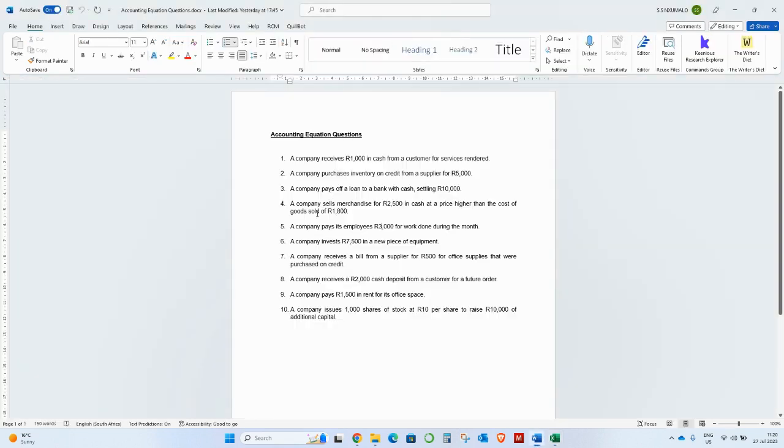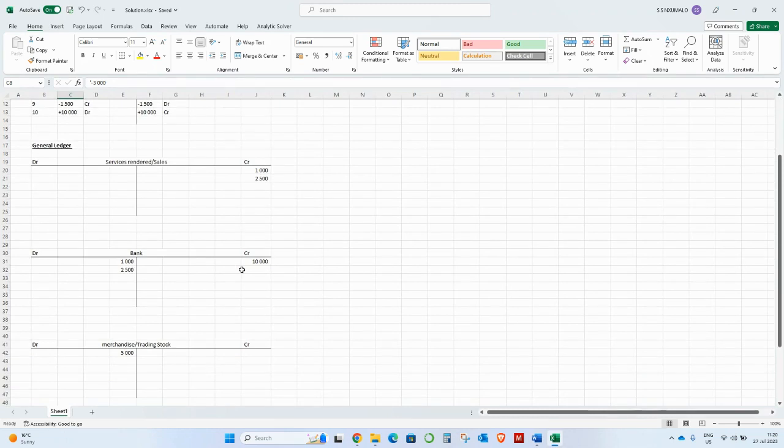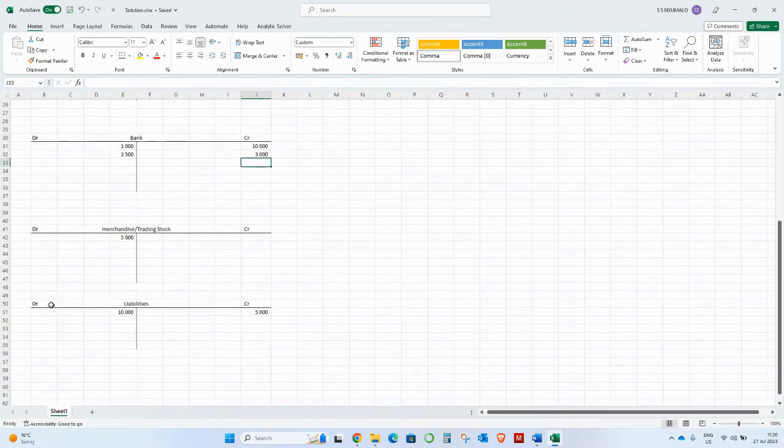Let's look at the fifth one. The fifth one was the company, okay, these are salaries. They paid 3,000. And again, if you're paying out, the bank balance loses money, so you put it on the credit side. And then the account that gets affected is salaries.